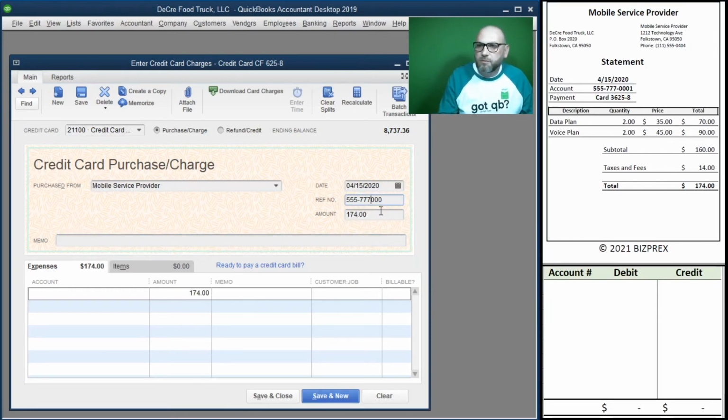Can't enter the full amount, so let's go into this. So that's, oops, too much. That's our telephone expense, right? It's going up. Telephone expenses go up when they're debited. So again, our credit card balance is going up. It's a liability. Liabilities go up when they're credited. And our expense account for telephone goes up when it's debited.